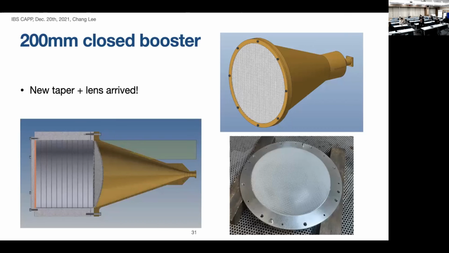And another thing we're doing is that we want to scale up the system. So this is the 20 millimeter system closed booster. Basically, the diameter is 200 millimeter, and we can stick in 8 discs, but we'll probably need only 3 or 4. And then instead of using the spherical taper, we use a lens, and this is designed by a UK company, and should probably arrive by now. So we're going to play with it.